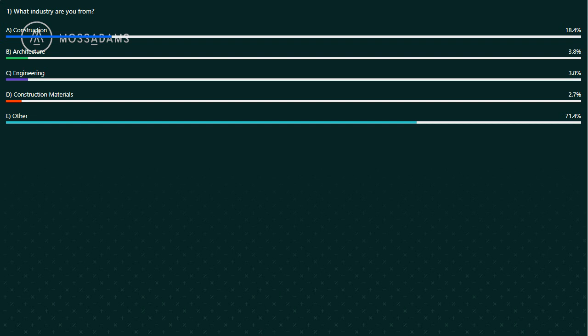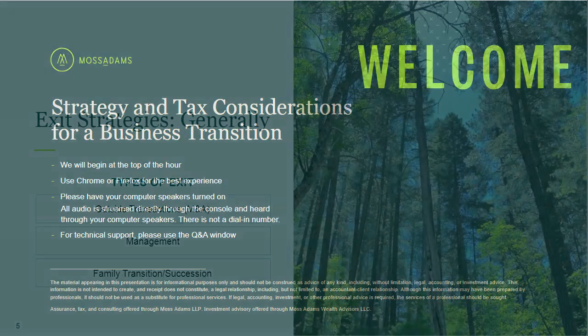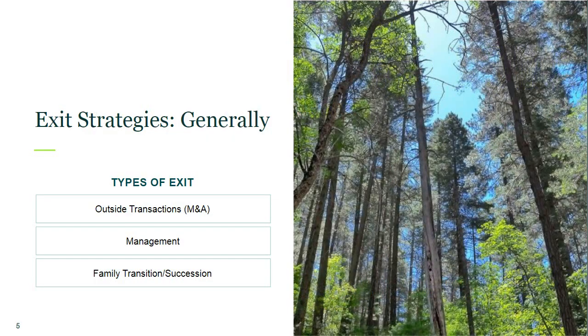belabor the results. I think that what we're talking about really transcends industries in many respects, and focuses on overall exit strategies, considering how ownership chooses to exit a business. One thing I want to highlight before we jump into it, we're going to focus on three typical types of exits: outside transactions, the typical traditional M&A, management buyouts, or family transition and succession planning.